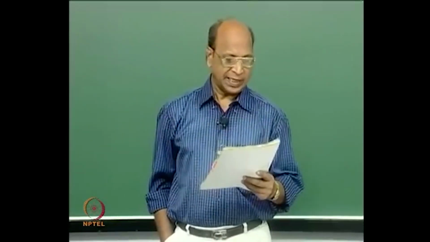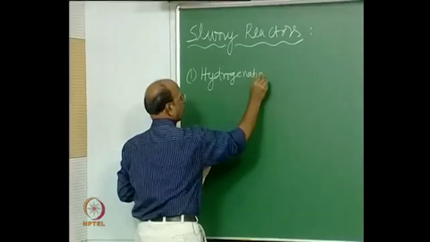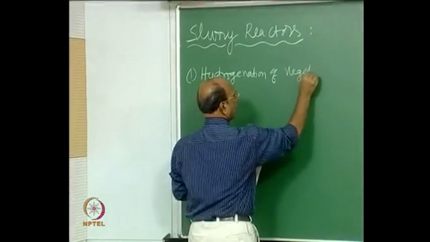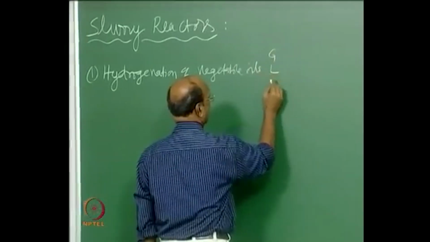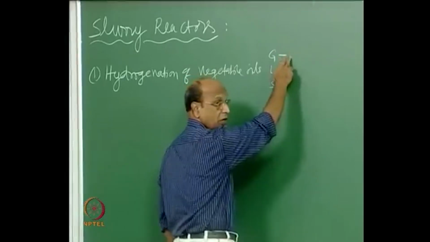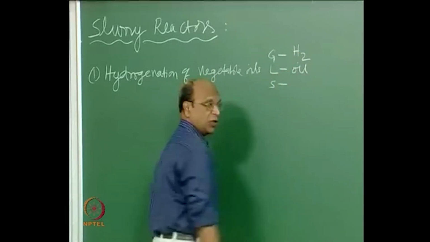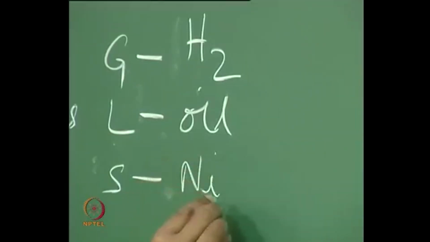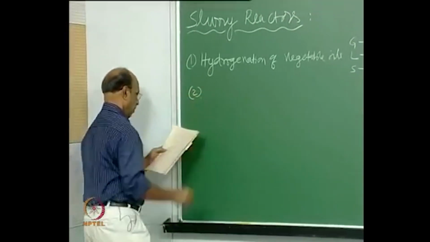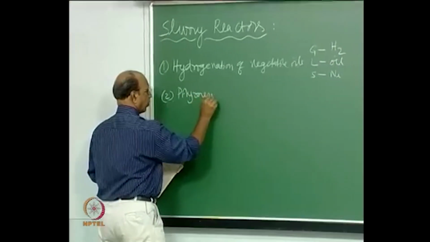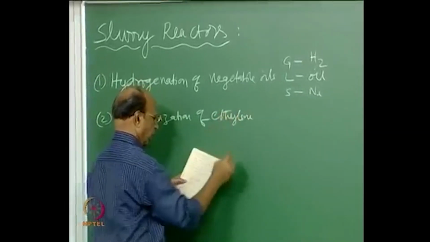Good. Next paragraph, you can write examples. One, hydrogenation of vegetable oils. Here, what is gas, what is liquid, what is solid? This is hydrogen, this is unsaturated oil, and this one is the nickel catalyst, Ni. Another one is polymerization of ethylene or propylene.